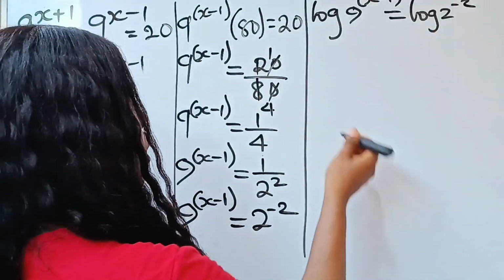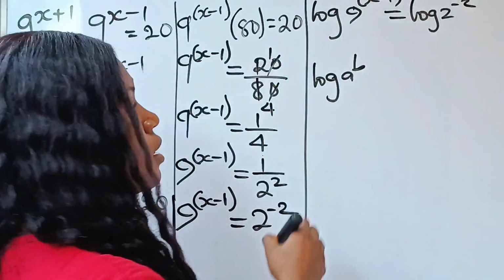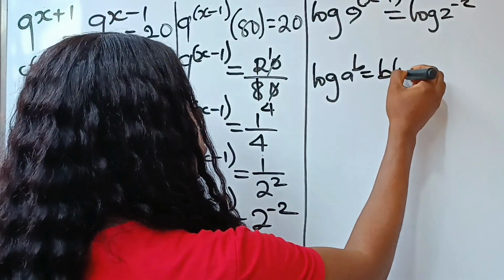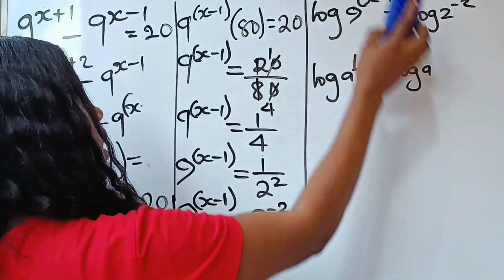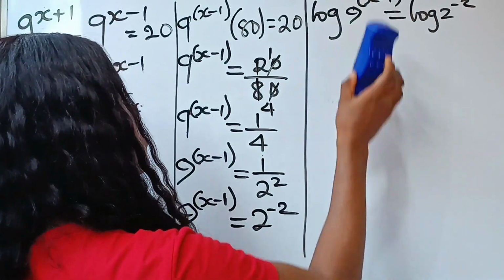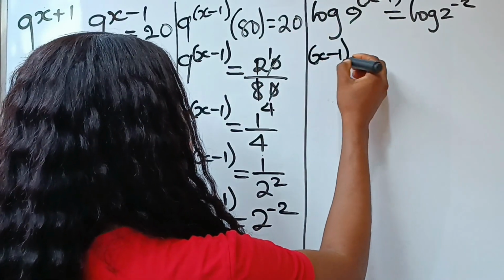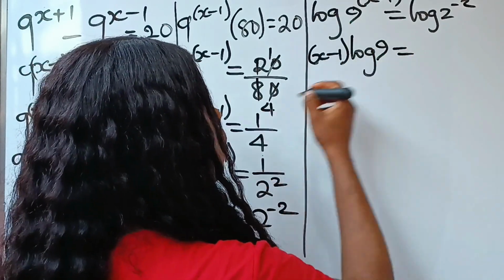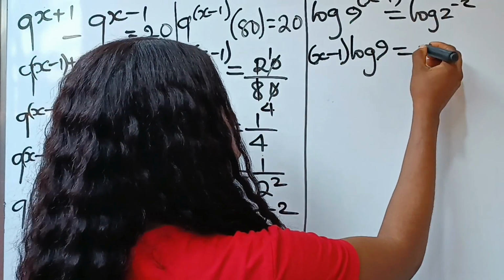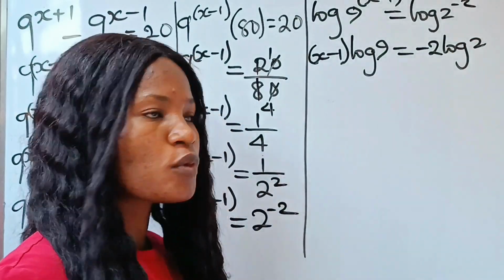Now according to the law of logarithm, log a to the power of b can be written as b multiplied by log a. So this b can come down to multiply. That is exactly what we are going to do now. We are going to bring down x minus 1 to multiply log 9, is equal to minus 2, which will come down as well to multiply log 2.